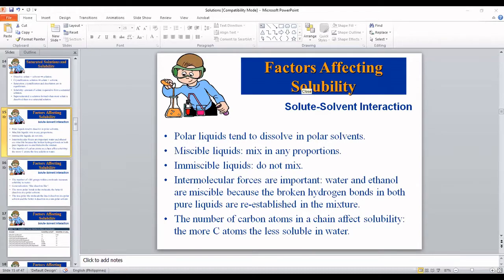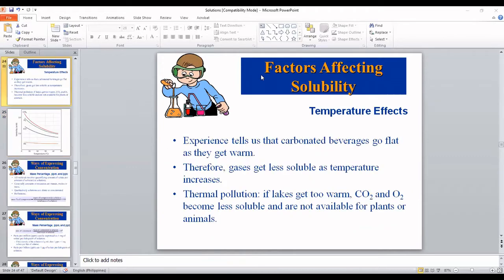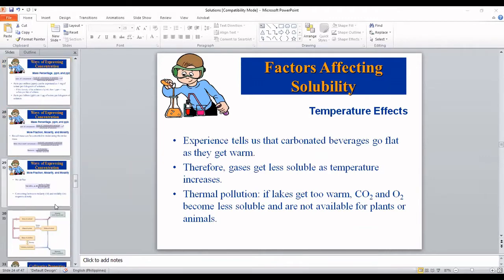Miss, the slide jumped to factors affecting solubility. Really? How come you did not inform me? Wait, class. This was also the experience of my class this morning. Is it moving now? Not yet, miss. Oh, I'm already moving it. Wait. This is also what my heat and mass transfer class this morning mentioned to me. Let me check, class.